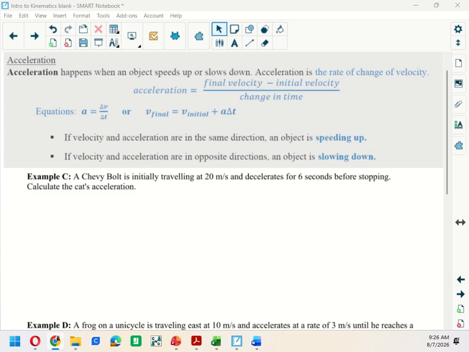Now, this is where a lot of people are going to mess up because they're not going to pay attention, so write this down. This means, are they both positive or are they both negative? They have to be the same sign. Both positive or both negative means that they are speeding up. If velocity and acceleration are in opposite directions, different signs, the object is slowing down.